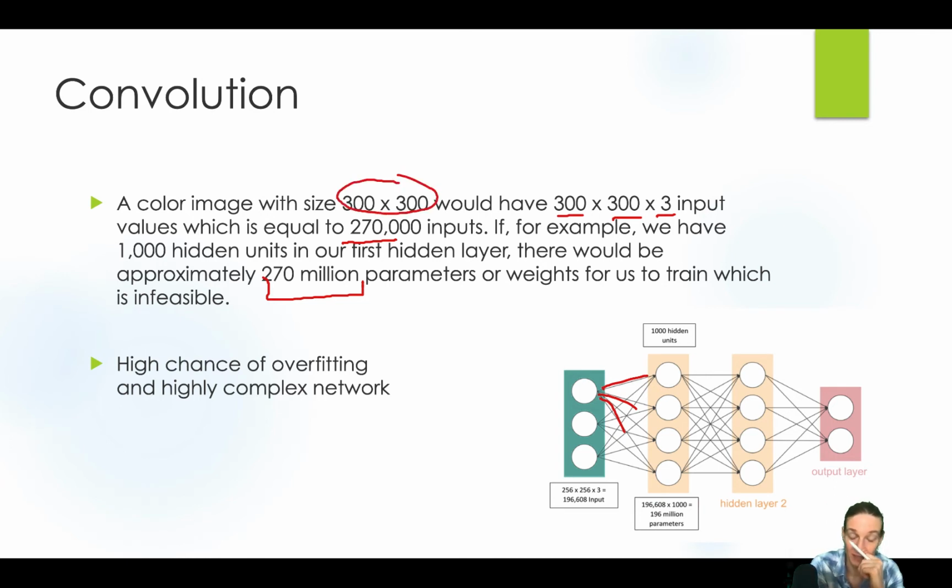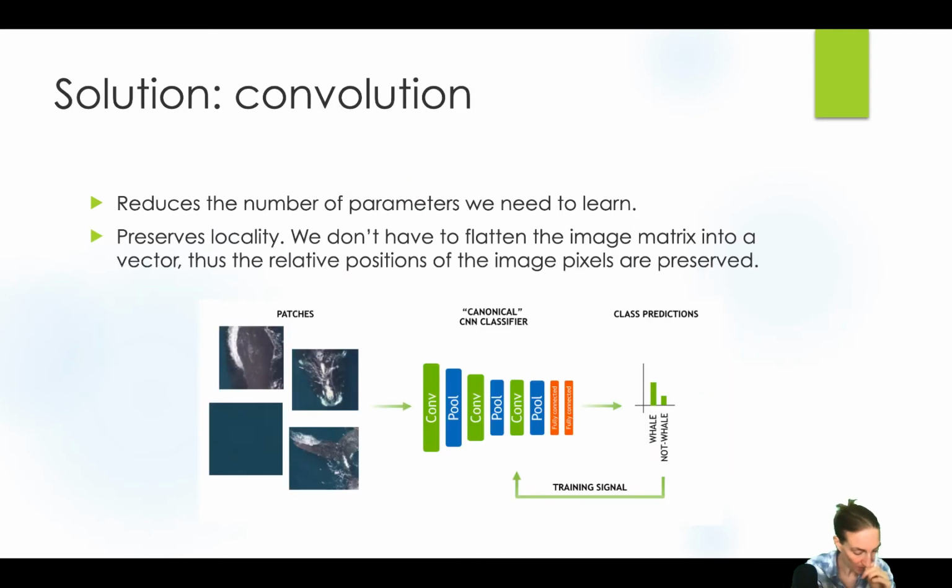If we have a network like that, it is infeasible to train, especially if it gets deeper. There's a super high chance of overfitting because you have a highly complex network with many, many parameters. So the solution for this is convolution. It drastically reduces the number of parameters that we need to learn. Plus, it preserves locality.